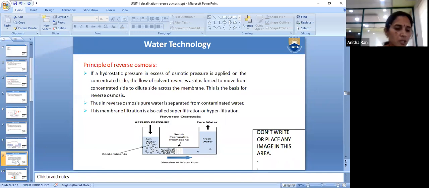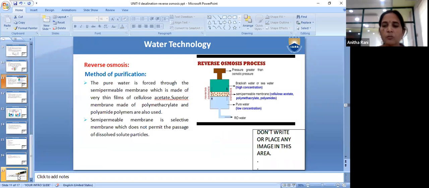So this we have to discuss with the diagram. This diagram you have to draw in the exam. You can see two chambers here. In the first chamber we take sea water, and in the second chamber pure water, separated by a semi-permeable membrane. This semi-permeable membrane is made up of polymers, polyamides, polymethacrylate polymers. Then we apply pressure on the concentrated side solution, the sea water.